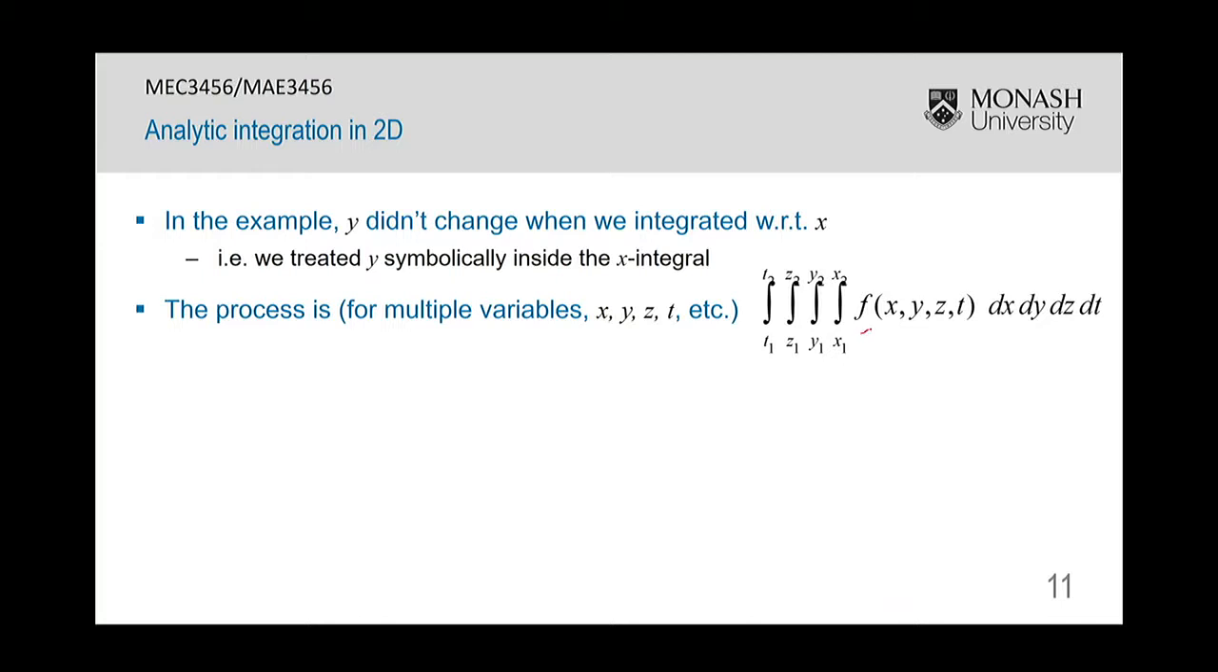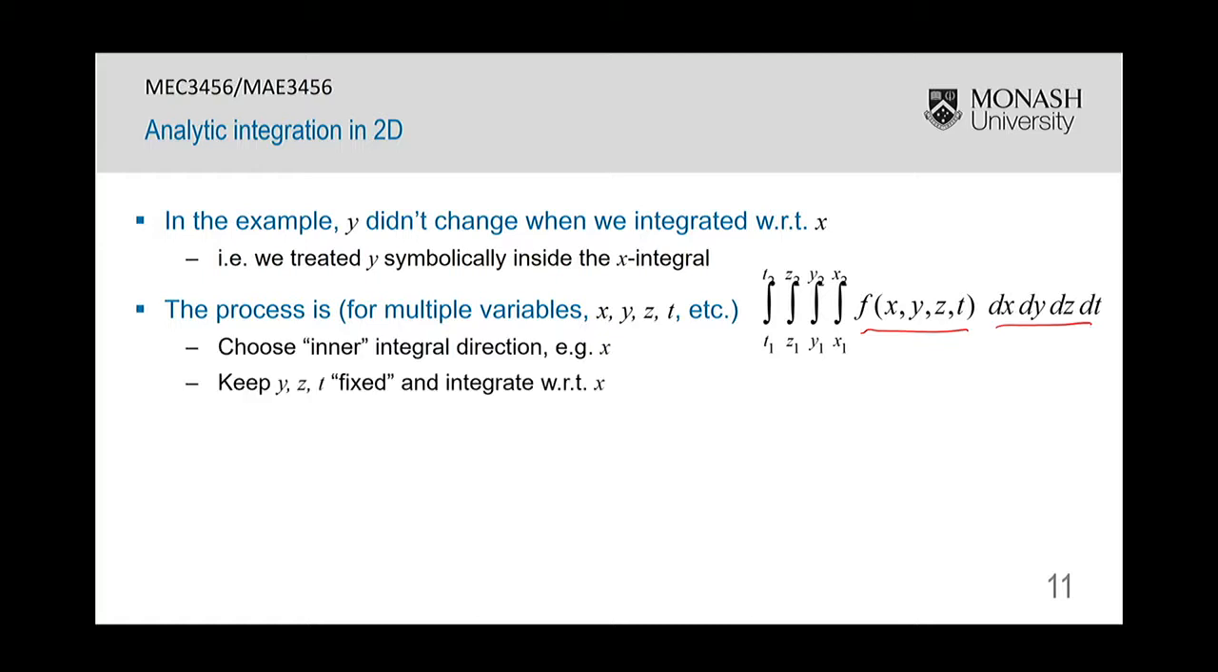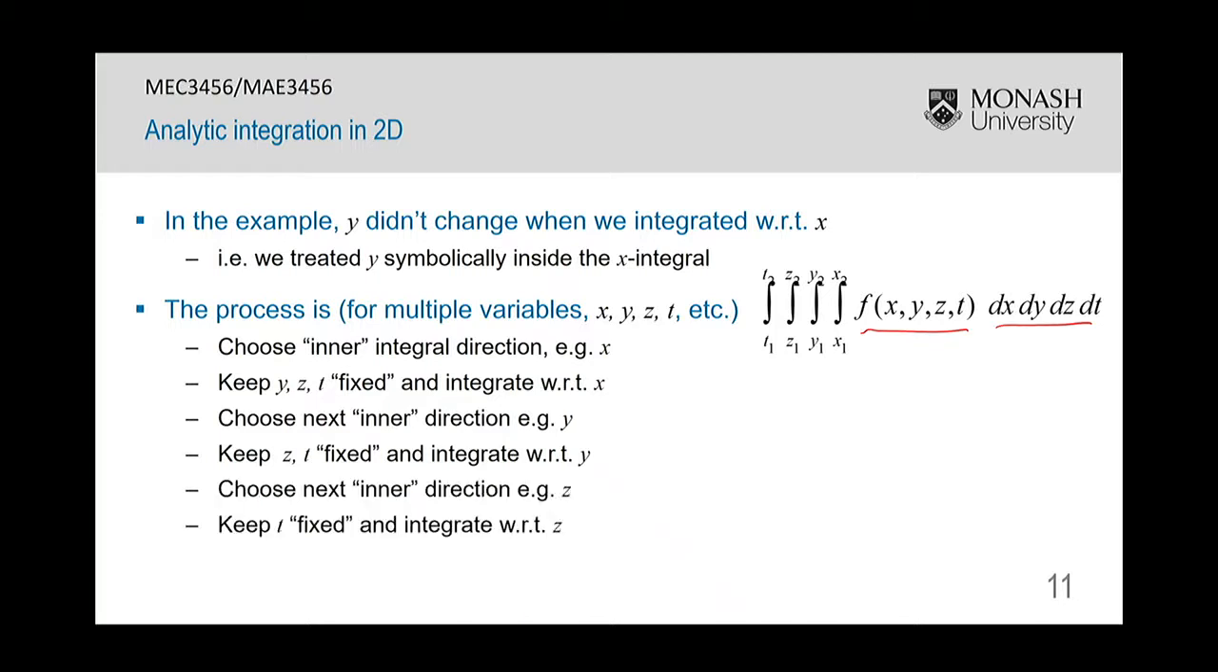So quickly, if we have an integral with respect to x, y, z and t, and we're going to integrate it in that order, dx, dy, dz, dt, the inner integral direction might be chosen to be x. We keep y, z and t fixed and integrate with respect to x. We choose the next inner direction, in this case y, keep z and t fixed and integrate with respect to y. Choose the next inner direction, that's z in this case, keep t fixed and integrate with respect to z. And finally we do the outer integral and integrate with respect to t.